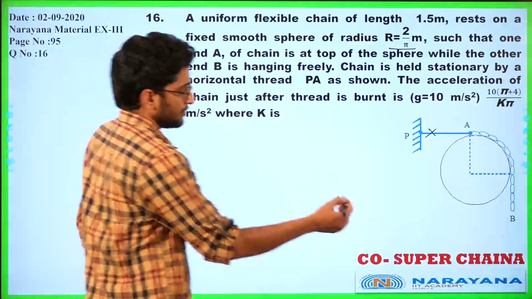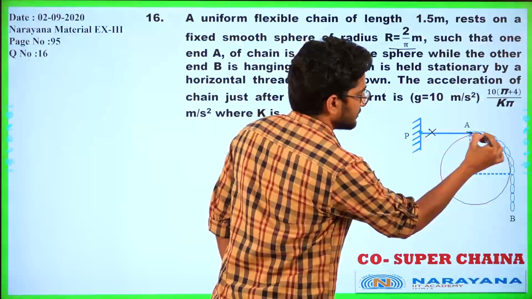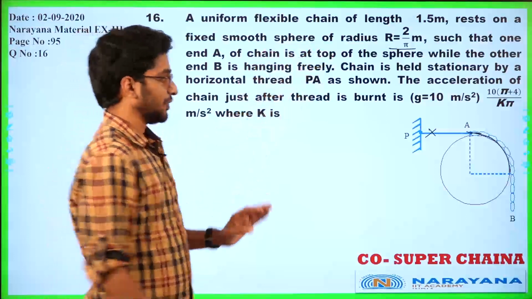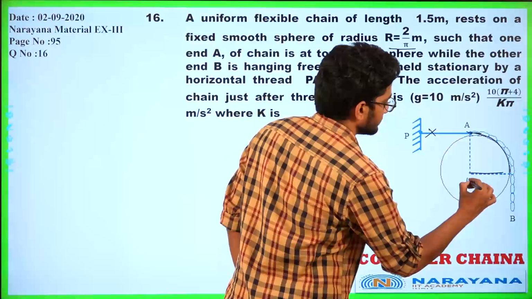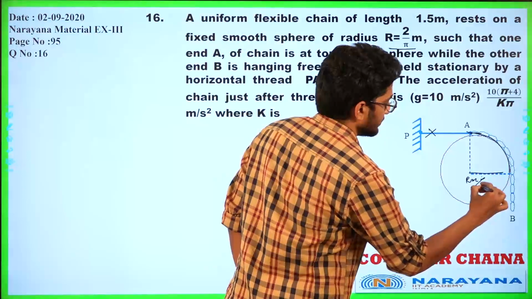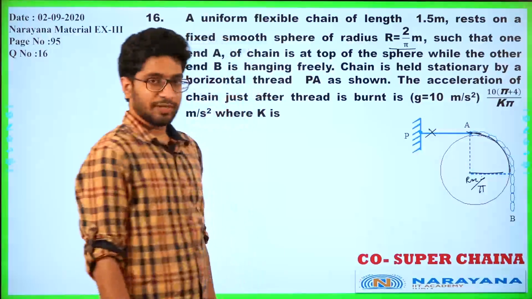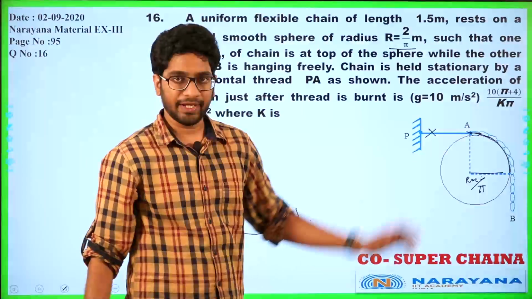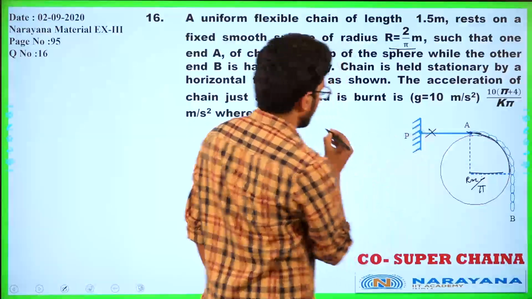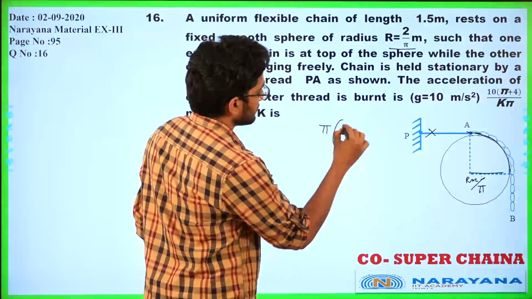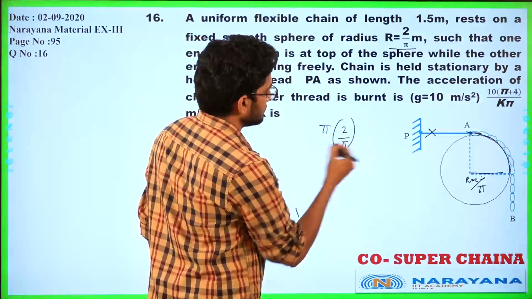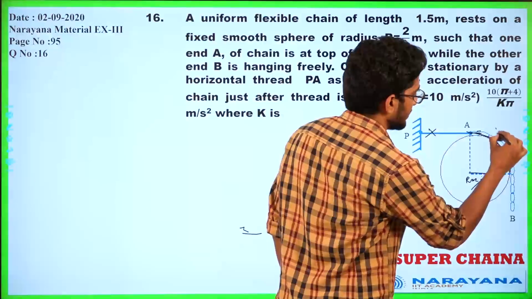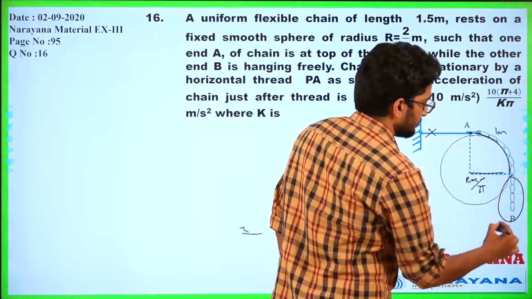So how do I find the length of the part that is in contact with the sphere? He is saying the total length of the chain is 1.5 and he gave the radius. Radius is 2 by pi. So how much is this length? That is 1/4 of a circle, right? So 1/4 of 2 pi r, so pi r by 2. So pi into radius, which is 2 by pi, pi r by 2, which is just 1 meter. So this length is 1 meter, which means the remaining length is 0.5 meters.